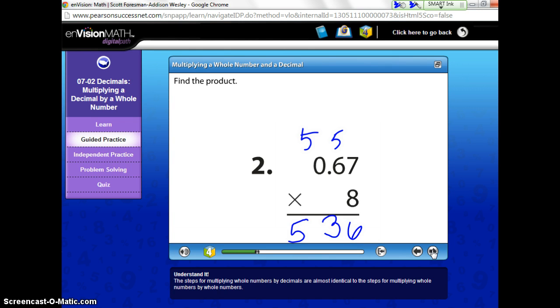Okay, how many spots did our decimal move here? From the end, it moved 2 spots in. So from this end, we're going to move it 2 spots in. 5.36 is our answer.